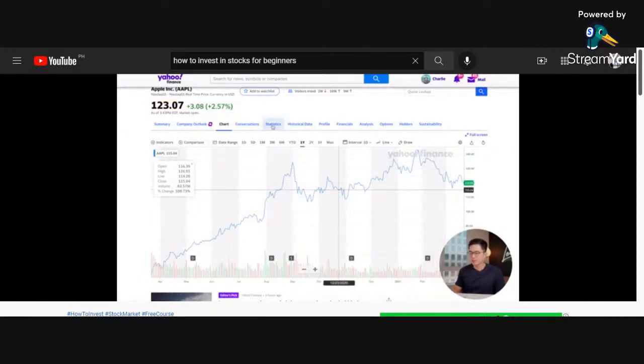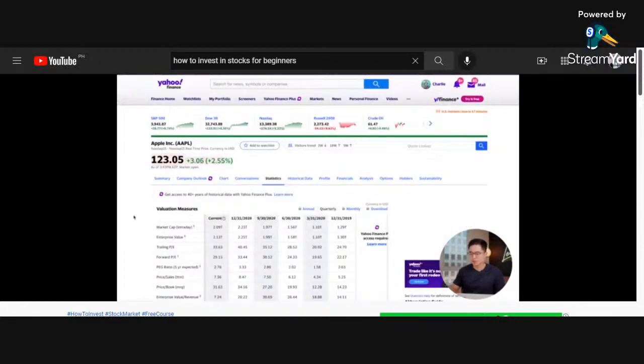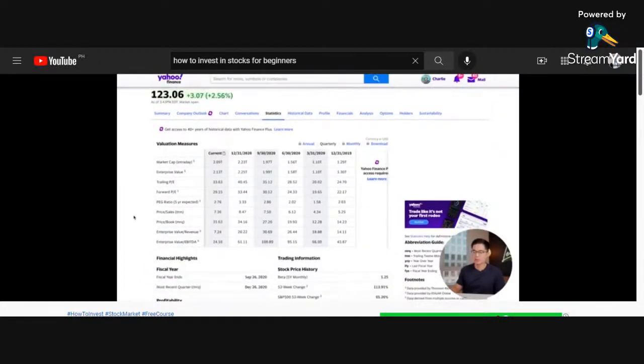And then if you come here to statistics, this is where you can see a bunch of the other valuation measures and metrics. Market cap right here. We talked about the PEG ratio. So this is the 5-year expected PEG ratio of 2.76. It is above 1, so technically it is.